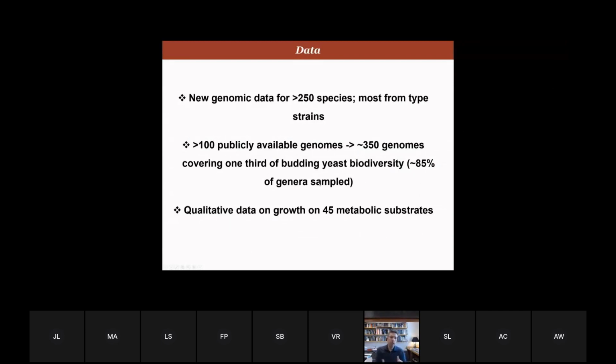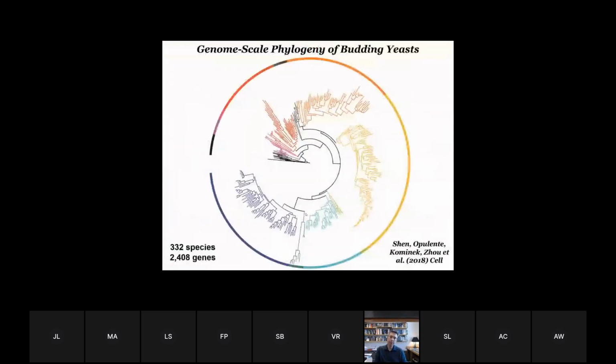And we've made sure that we cover as much of the generic diversity, the diversity at the genus level, as possible. And then we have the qualitative data on growth on the different substrates. And so with that data, we can build the genome scale phylogeny, and you'll see that I've removed the species names because you wouldn't be able to see them. But just to orient you, I talked about Saccharomyces, the baker's yeast, so they are there. There is a well-known whole genome duplication, and it has affected this group of species. Candida albicans and their related pathogens are on the other side of the tree over here.